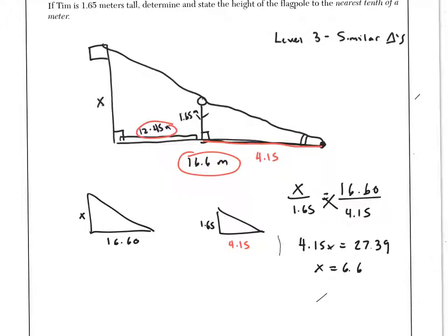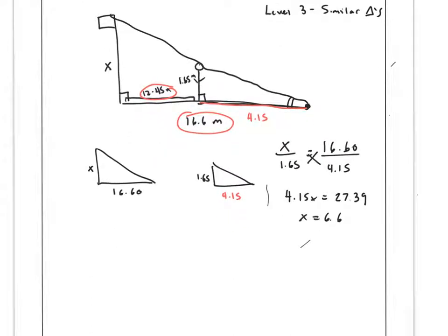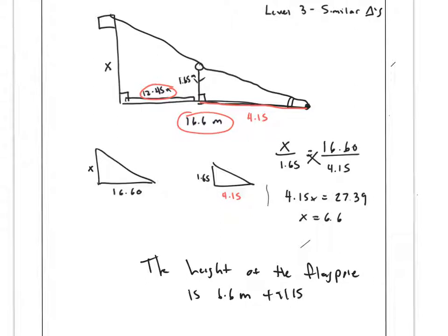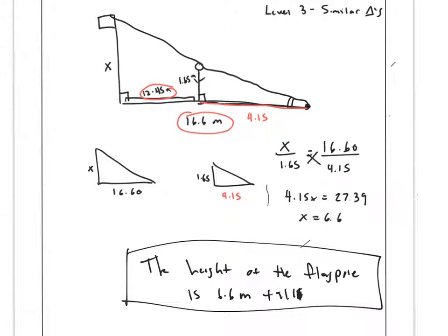Now, we're going to actually answer this question correctly. So the height of the flagpole is 6.6 meters tall. Notice the units are there, and that is our answer. Circled and complete. All right, that's it for part 2 questions. Next video will be part 3s.